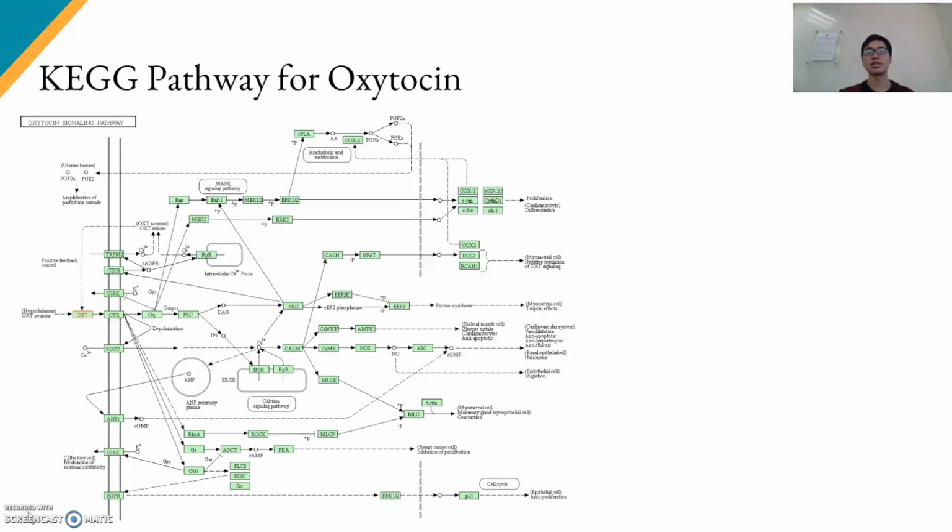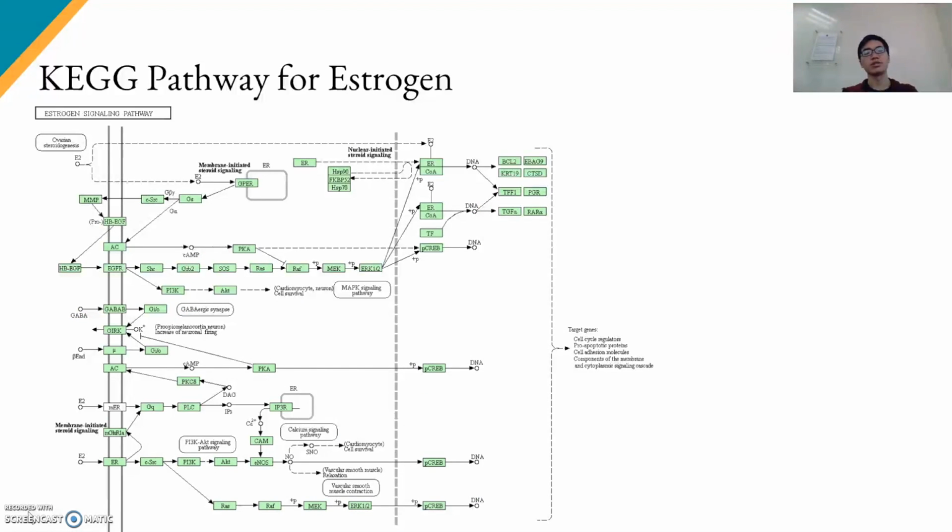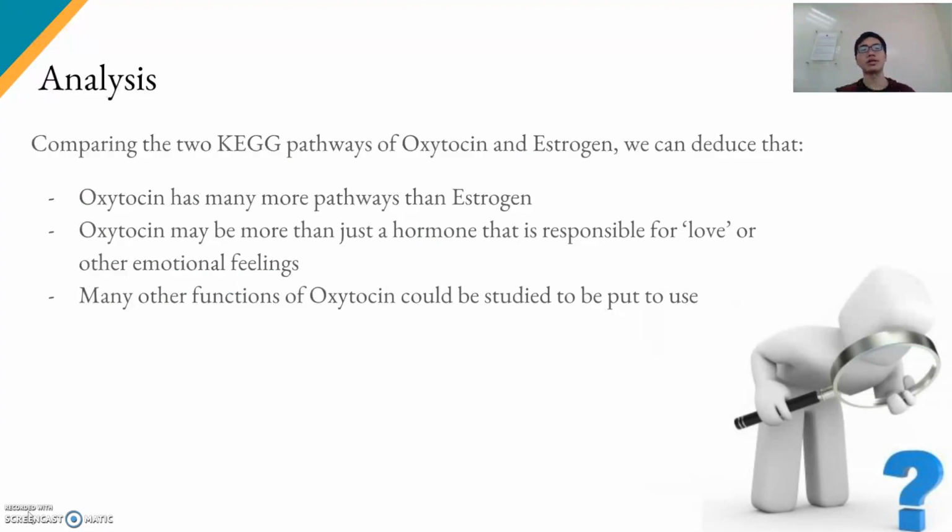Over here, we have the KEGG pathway for oxytocin, and it has many branches and so on. Comparing it to estrogen, which seems to have more linear paths, we can see that oxytocin has more pathways than estrogen, and thus we can conclude that perhaps oxytocin may be more than just a hormone that is responsible for love and other emotional feelings. Since oxytocin has many other purposes, we could study these other functions and put them to use in our medicine and further our understanding of biochemistry.